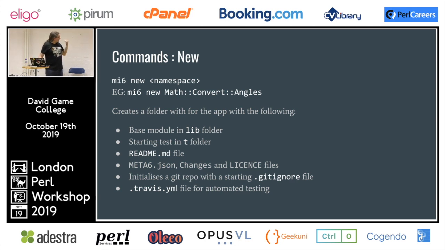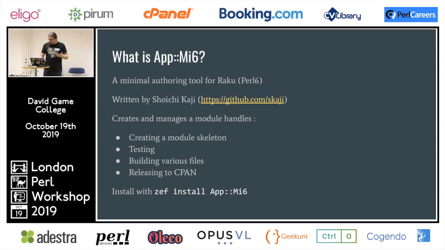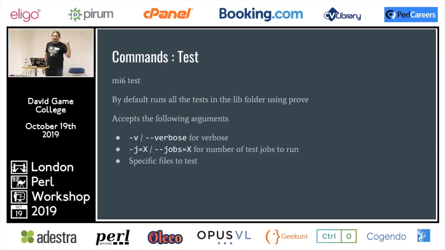Great. You're not going to use it that often though. What you're going to use a lot, no, let's go the right way, Simon. This is the one you're going to use a lot. MI6 test. By default, this will basically run all your things in your test folder. You can give it verbose option, and you can give it jobs option. It runs the test by calling prove, and then setting the library. I don't think it's using prove6, which is the specific Perl6 version, but I'll have to check that. You can also specify specific tests.